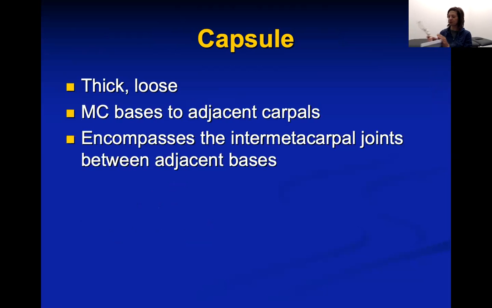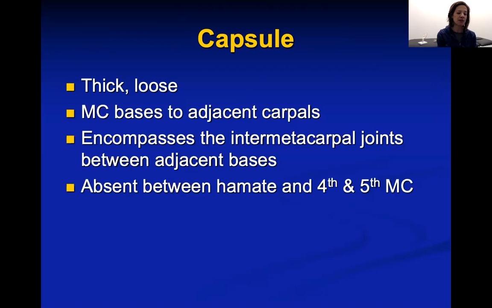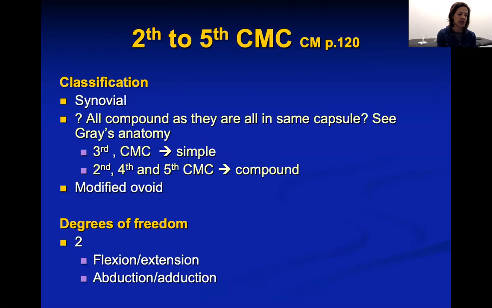So just to note where we are, these are the metacarpals in the palm of the hand, and we're talking about down here how they articulate with the little carpal bones, and that there are intercarpal joints as well. So these would be complex joints because there's more than one joint in the capsule. Absent between the hamate and the fourth and fifth metacarpals. The classification is synovial. Are they all compound? As I just said, the second, fourth, and fifth would be compound.